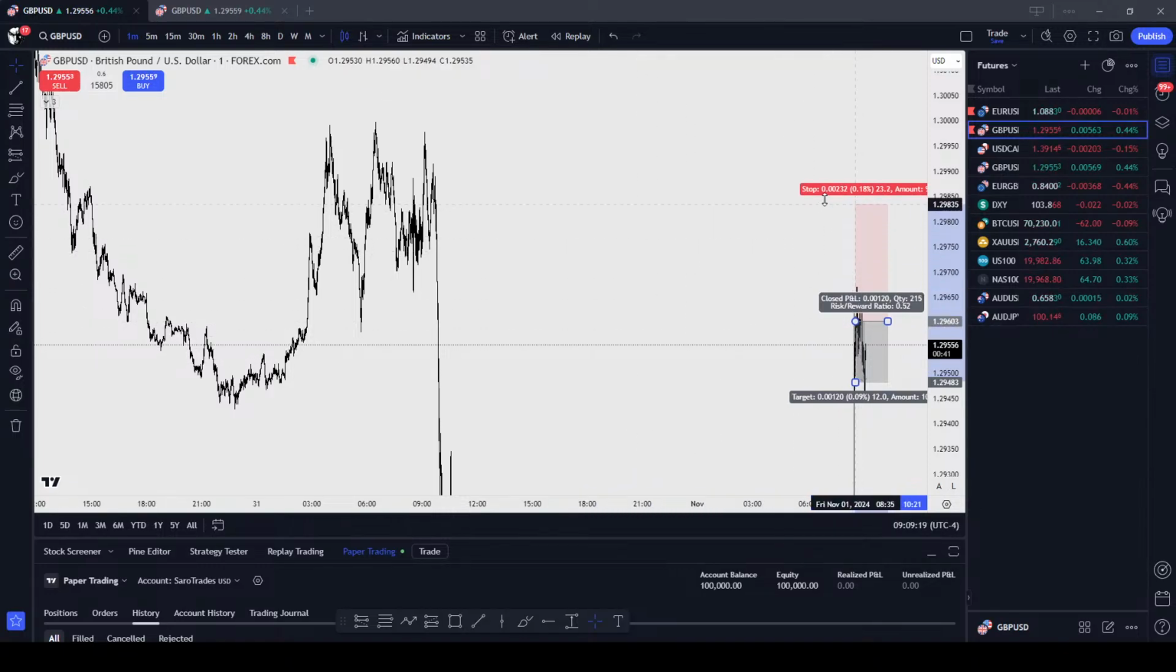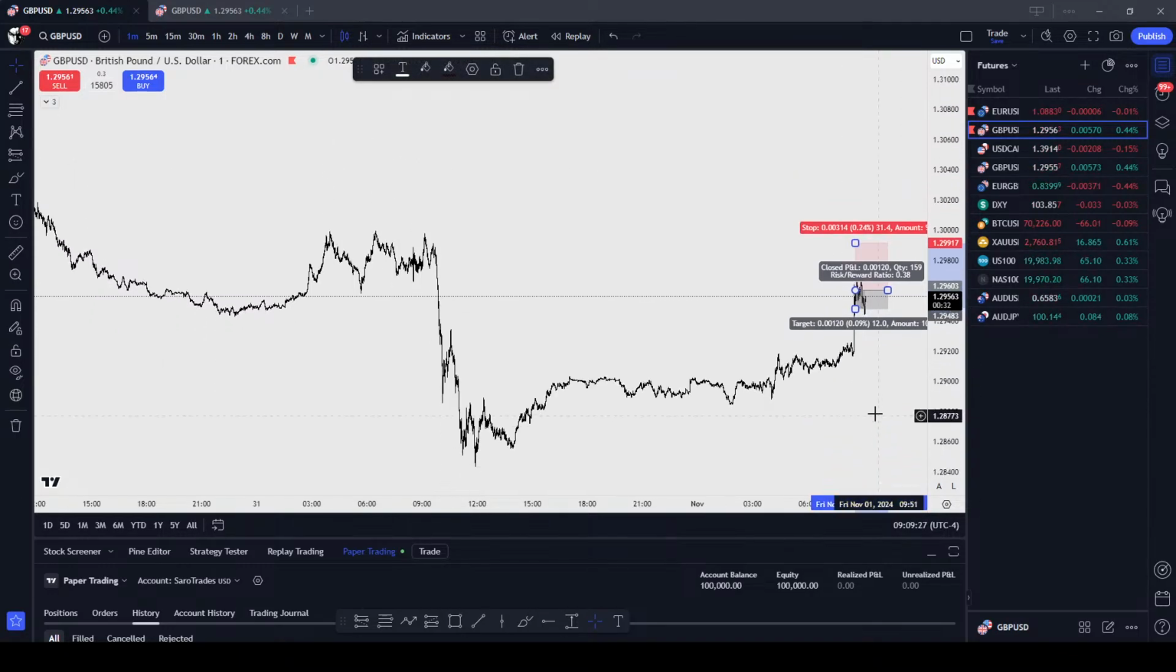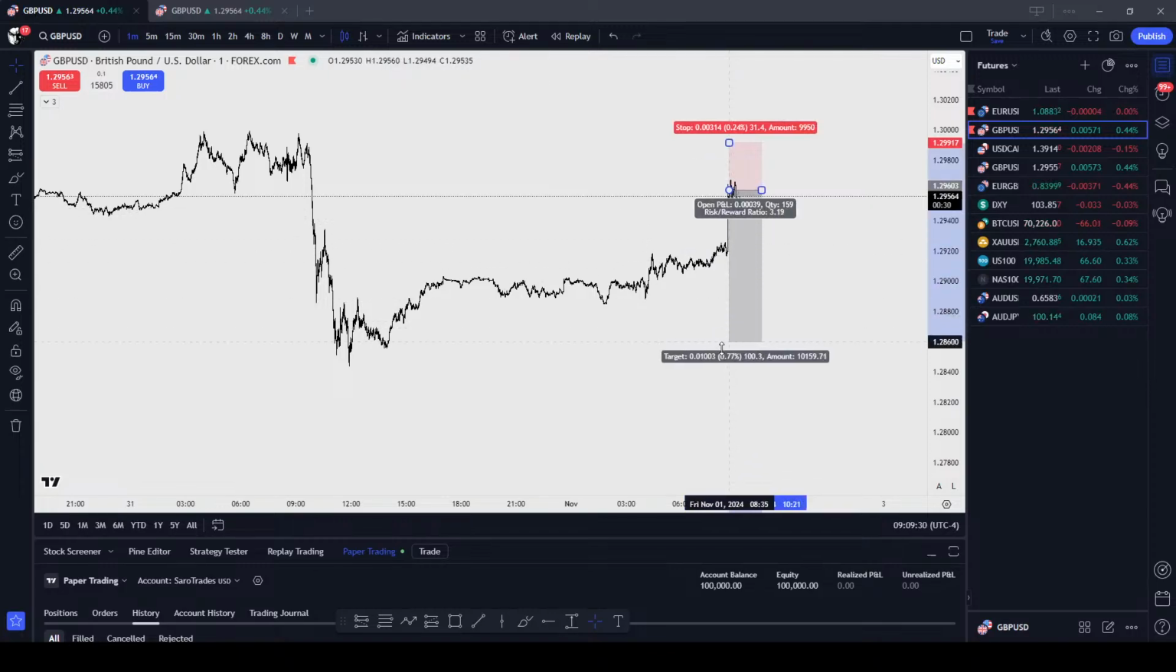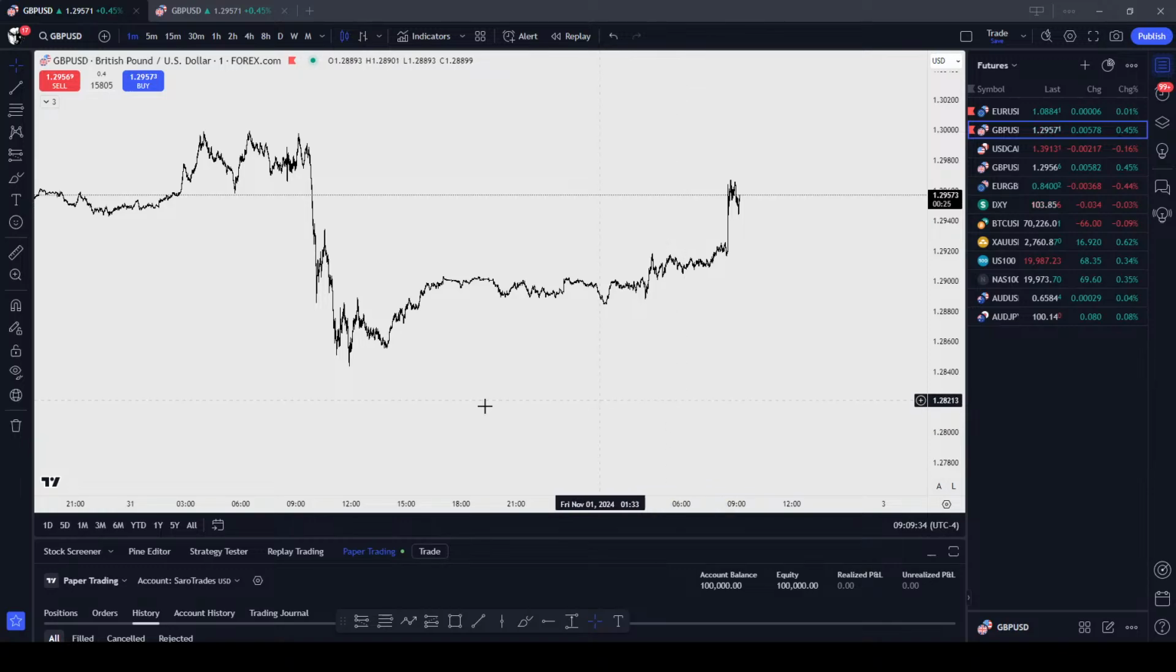How many pips? If you're putting the stop loss above this high, 30 pips, I don't know. What's the risk to reward? Your targets must be here, huh? Or maybe here, 2R, I don't know.